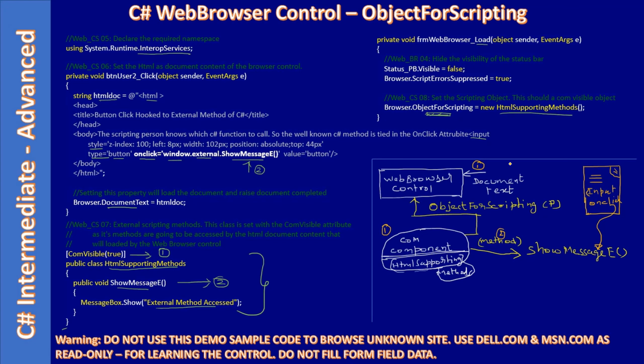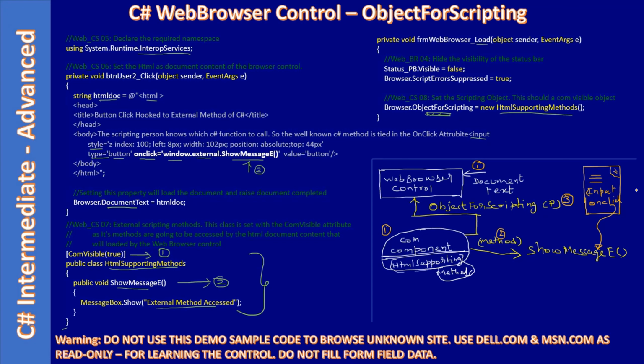Then we create the HTML document on the fly. Then we have to provide a linkage, right? So we use web browser control's object for scripting, and we say that we have a COM method that exposes handler functions. Then we give the instance to the web browser control using object for scripting, and you can see that we do that in the form load.